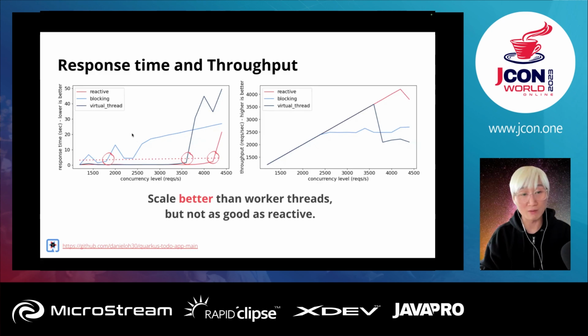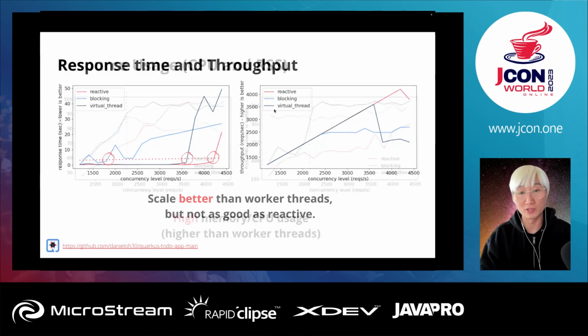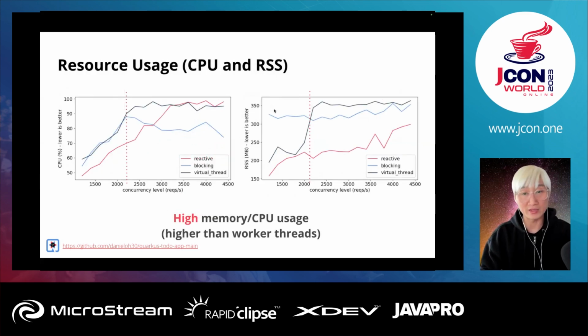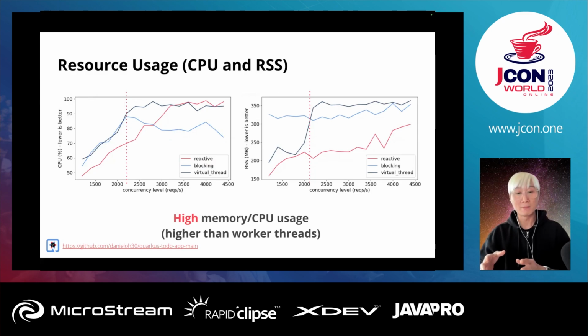Virtual thread is pretty good. However, when you reach almost 3,500 or 3,700 concurrency level, it spikes, and performance in terms of response time and throughput is much lower. Also, memory and CPU utilization at the very beginning is much better than the blocking application.